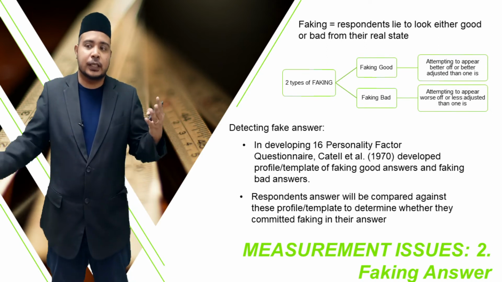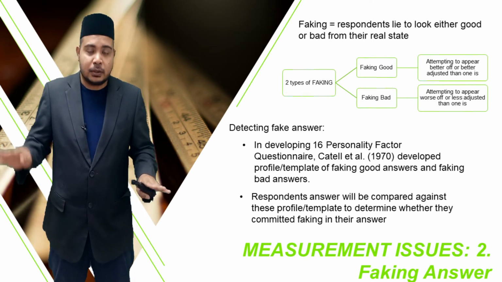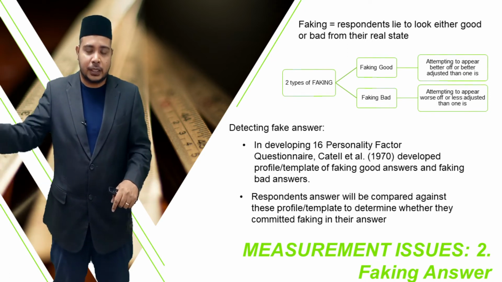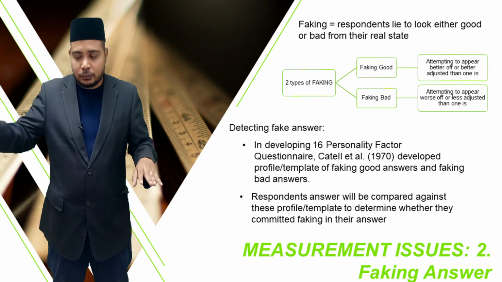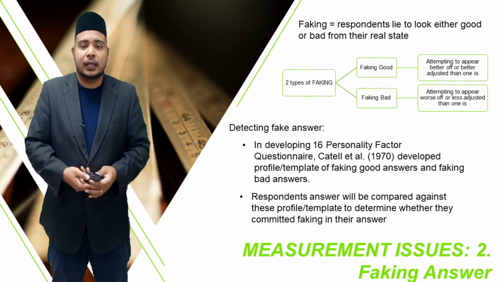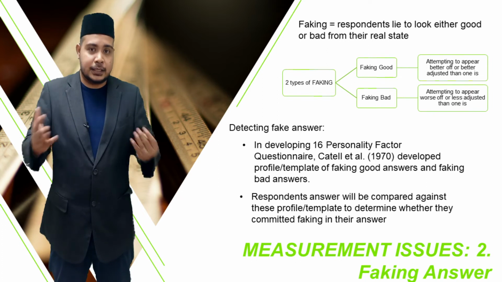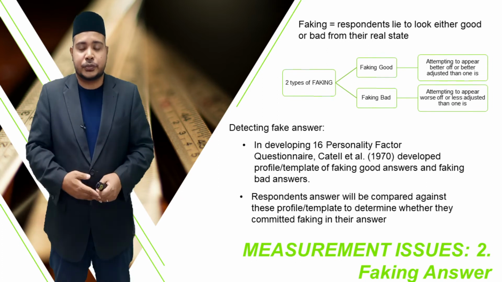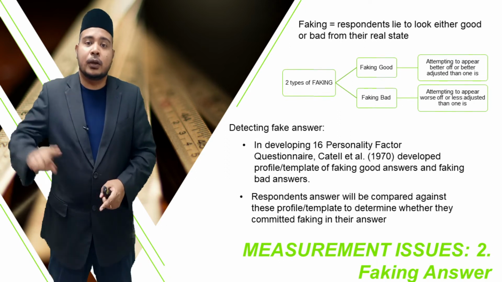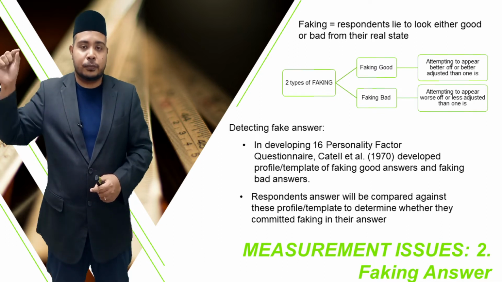So after they answer, they compile the answers, so they have two templates, or two criteria, of faking good and faking bad answers. When new respondents answer, they will compare. Say, for example, I answer the 16 PF. You are the administrator. After you receive my answer, you will compare it with the template of faking good answers and the template of faking bad answers.